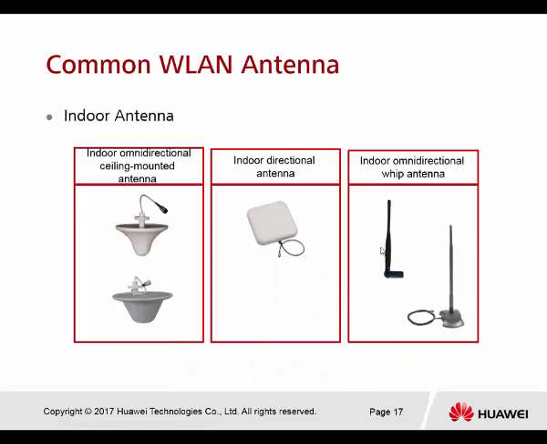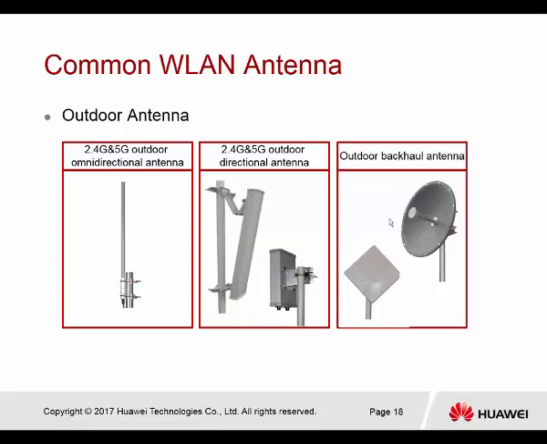Here is a list of the common WLAN antennas for indoor use. The first picture shows the indoor omnidirectional ceiling mount antenna. They have two different types. The indoor directional antenna only covers one direction, so normally this one will be put at the walkway, the corridor, this kind of area. They cover the entire place, but in one direction. And the last one is very common, the indoor omnidirectional whip antenna. Most of the APs also use this type of antenna.